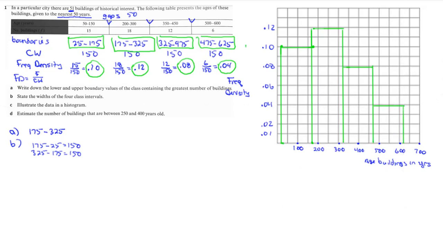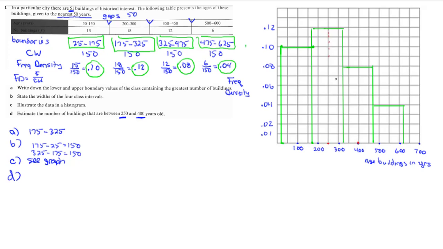And there's my histogram. Sometimes it's tempting to color in the bars. I would just leave it like this. There's no reason to waste your time doing that. So that's part C, the graph. Now D, it says estimate the number of buildings that are between 250 and 400 years old. So if I go to my x-axis, that's where it's talking about age. And I go over there and I find 250. I'm going to mark that.